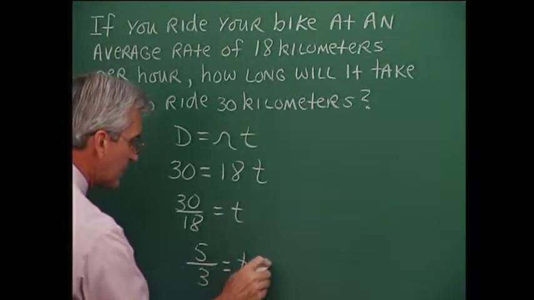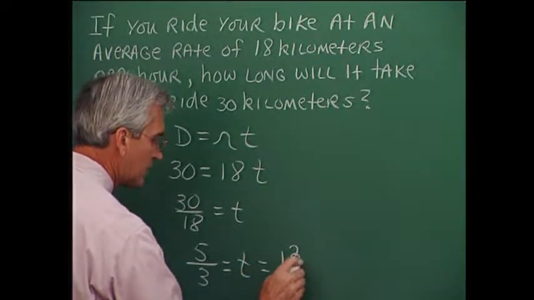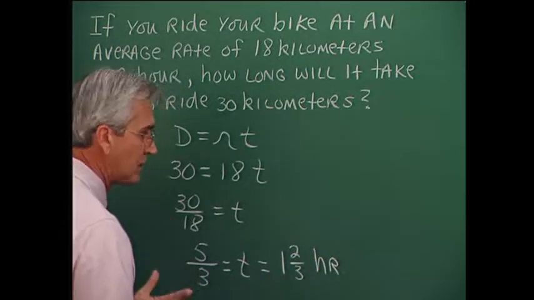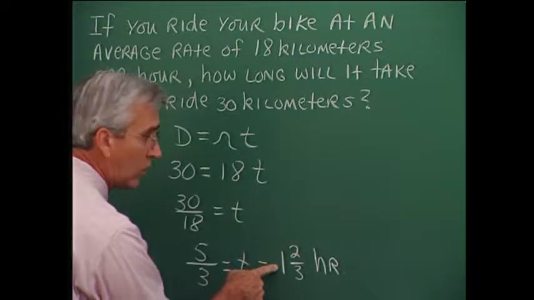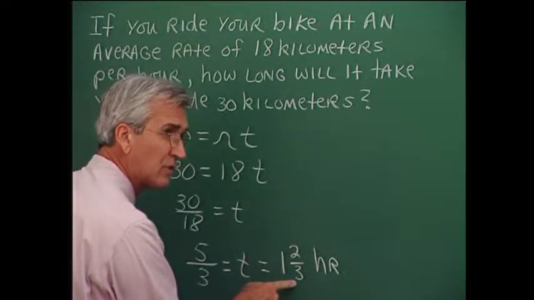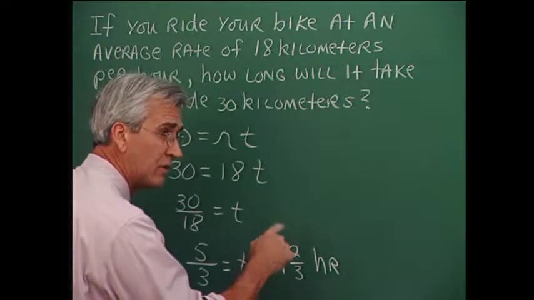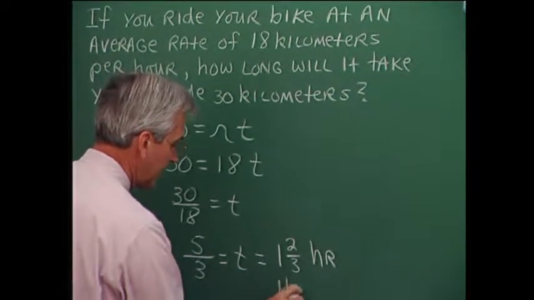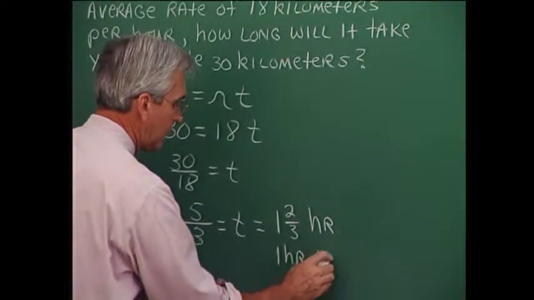Now 5/3 is 1 2/3, so this is 1 2/3 hours. And we can change this to hours and minutes because it's 1 whole hour, and then 2/3 of an hour. Well, that's 2/3 of 60 minutes. You see, we can take 2/3 of 60 and get 40. So this is 1 hour and 40 minutes.